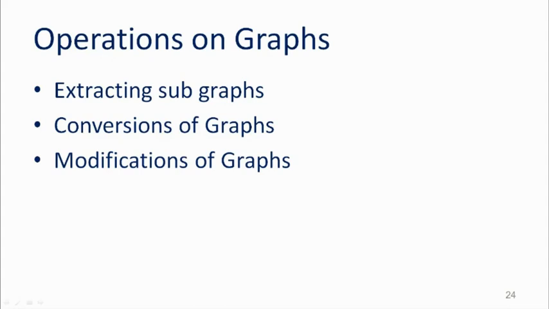Next one is conversion of graphs. It deals with how to convert from directed to undirected, and undirected to directed. So how this particular conversion can be done, and how you can go for reversing of the graph, these kinds of things. Modifications of graph. So if you want to remove the loops or if you want to remove any vertices or edges, how it can be modified. This kind of operations we are going to see in these three topics.